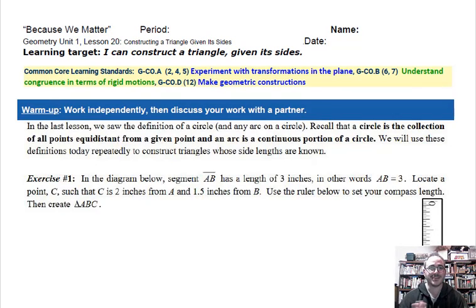We're doing Unit 1, Lesson 20. We're going to be talking about constructing a triangle, given its sides. And your learning target today, you should be able to say, I can construct a triangle given its sides. All right? That's the learning target. We're going to give you the sides of a triangle. You're going to construct a triangle. It's that easy, but it takes practice. Let's see what it takes.